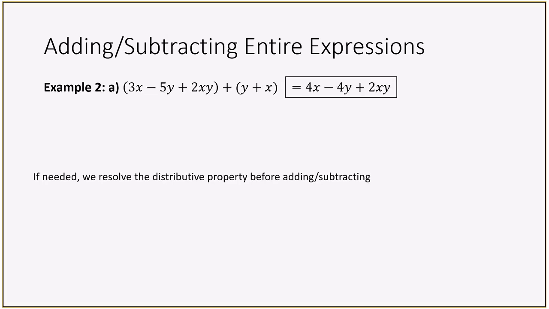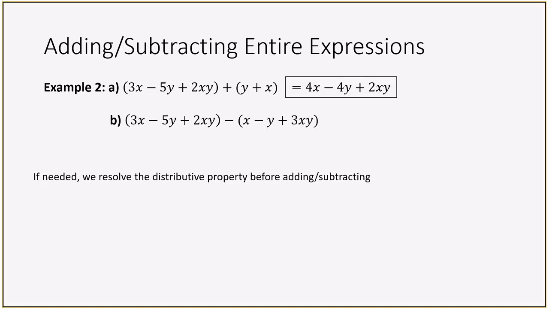So you just basically remove the parentheses and then fall back to what we did on the last slide, saying, okay, I have 3x plus x gets me 4x. I have negative 5y plus y gets me negative 4y. And I have a leftover 2xy. And it's worth mentioning, I may have mentioned on the last slide, if you have nothing in front of your x or your y's, there's that invisible one. So that's where I'm getting that 3x plus x gets me 4x.